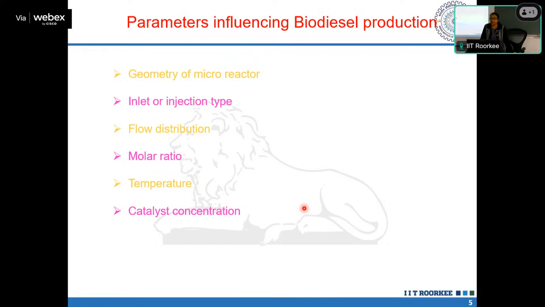This reaction happens at a particular temperature of 55 to 65 degrees centigrade, around that, below the boiling point of methanol. And of course catalyst concentration is another parameter because it is a catalytic reaction. So these are the parameters more or less we have studied. Of course, we have not studied temperature. We have taken almost a constant temperature, which is reported mostly in the literature. Other parameters in some way or other we have discussed.